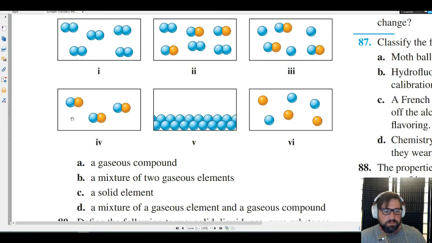So that one's checked. This one is not a mixture. They're all the same thing. This is a mixture, but as I said before, these are both elements. So there's that.